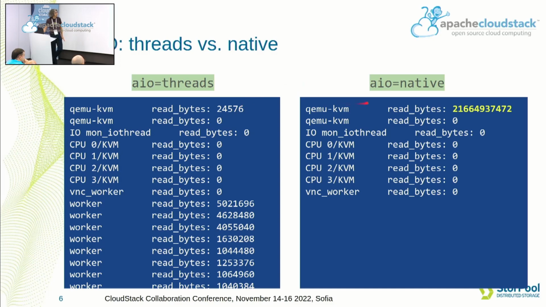So if you specify io native, then you can see that all I/O operations are executed from the main event loop, and there are no additional worker threads spawned. So in most cases, this works well, and this is the preferred configuration, although this is not the default one.